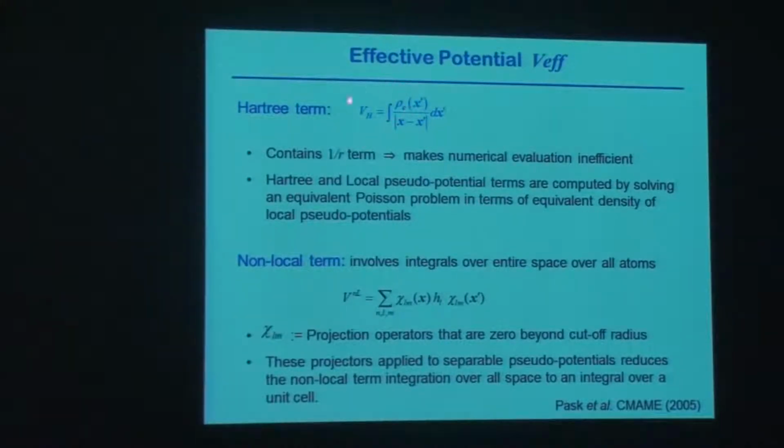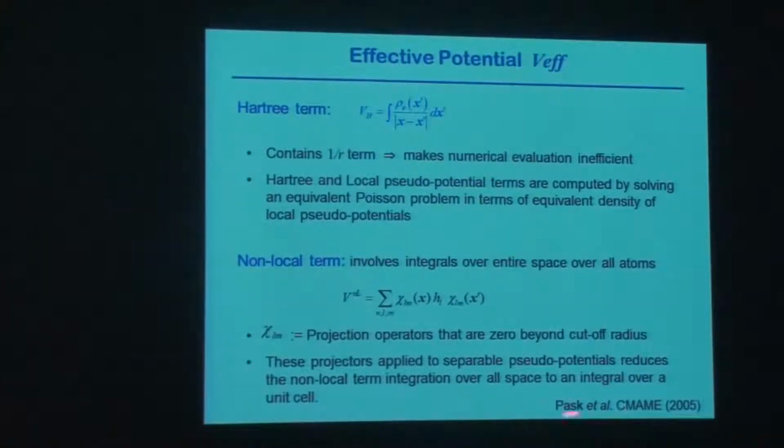So instead of doing this integral, we extract the Hartree potential and local pseudopotentials by writing an equivalent Poisson problem in terms of equivalent density. And that is what we have embedded in here. The non-local term extends over entire space, over all atoms. Again, this is also very computationally expensive.